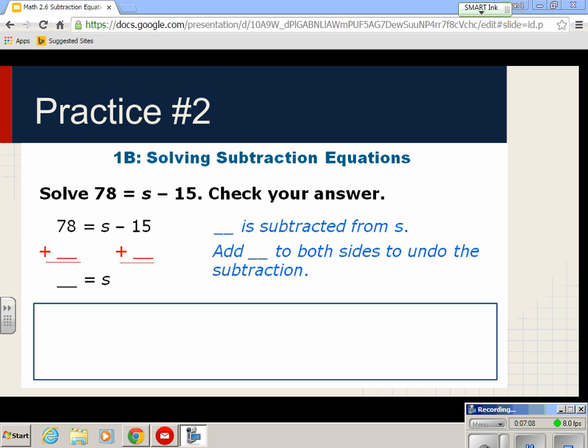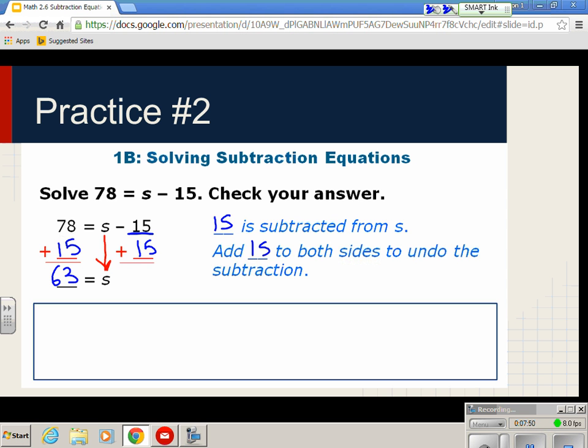So if you're remembering the whole inverse operation, you're going to see that we have s minus 15. To undo the minus 15, we're going to have to add. But what is it that we're adding to both sides? It's the number that's connected with the s. It's 15. So we're going to add 15 to s. And because we have to undo the work, we're going to add 15 to the other side. So then you just bring down the s, and you bring down the equal sign, obviously. And then we just do a quick little addition, and you should get 93.